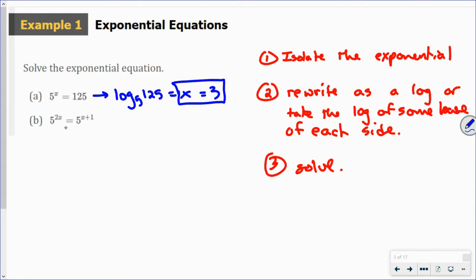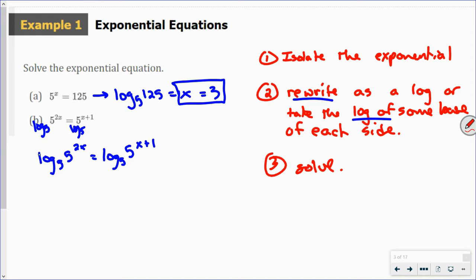Here you can see I have the same base on each side. There's a bunch of ways you can do this. If the bases are the same on both sides, your exponents have to be the same. But we can also use, instead of rewriting here, we can take the log of some base. So if I take the log of base 5 of this side and the log of base 5 of this side, because what I do to one side I have to do to the other, this looks like log base 5 of 5 to the 2x equals log base 5 of 5 to the x plus 1.